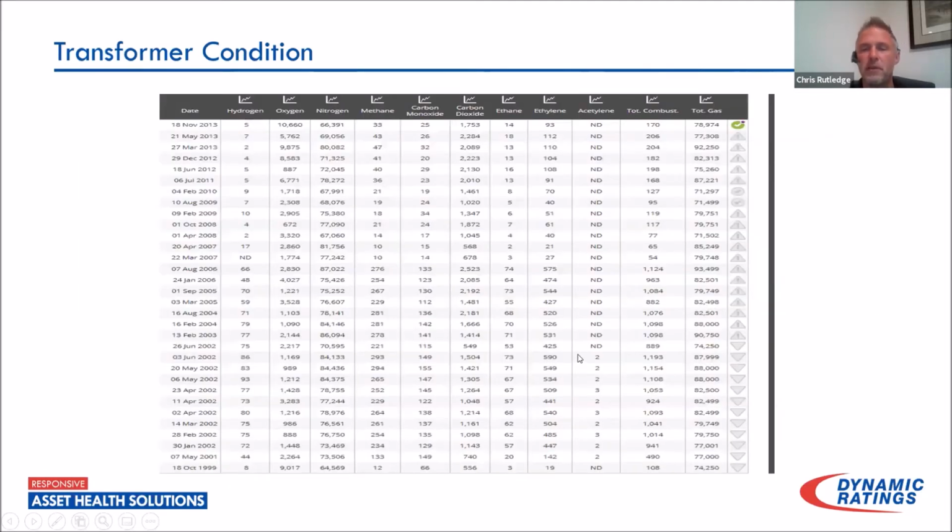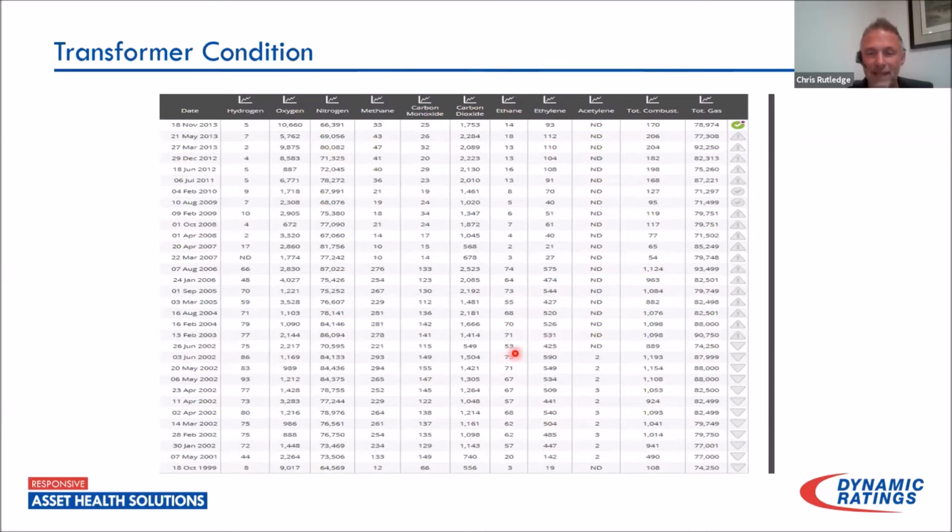So this would be another example of one of my units I had in service, and again, we were producing acetylene. If you look down here around this May, so if we start here in May of 2001, we're seeing a couple of parts of acetylene produced, quite a bit of ethylene. So not enough to indicate that we've had an arcing, but definitely that we have some type of severe overheating going on with this unit.